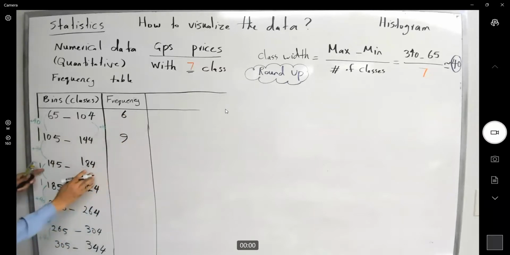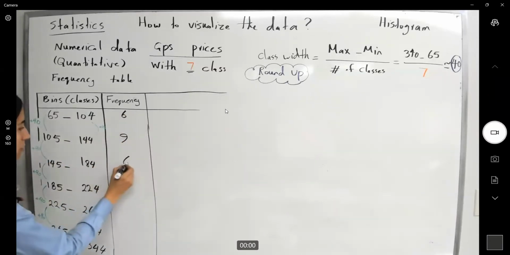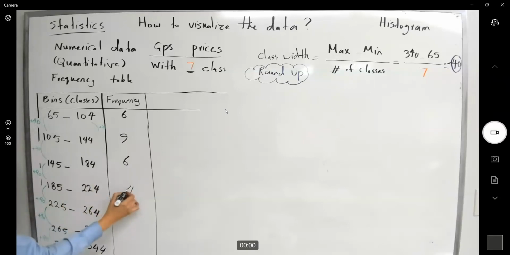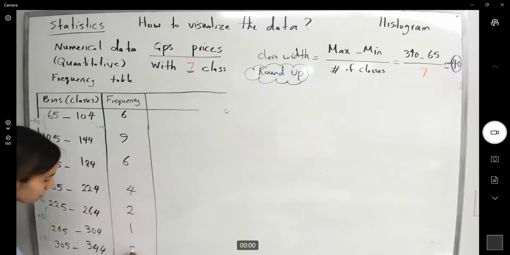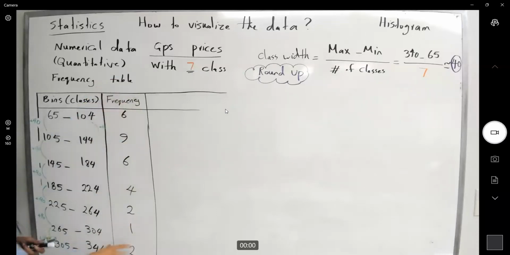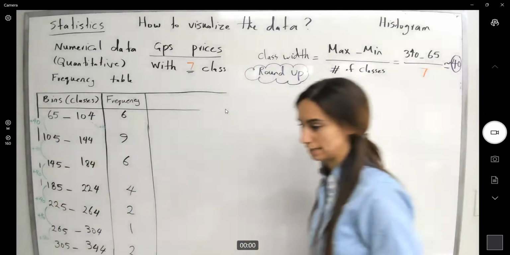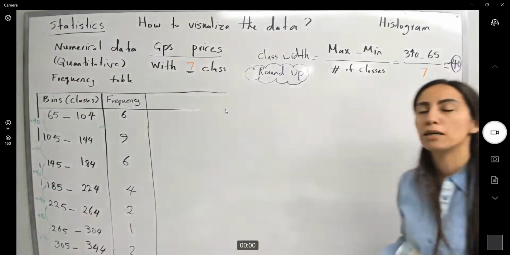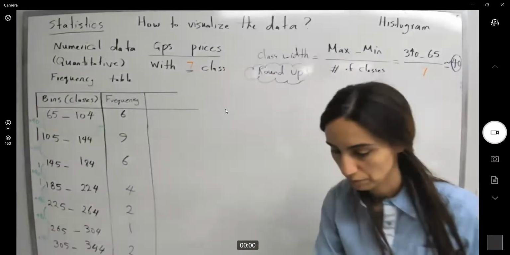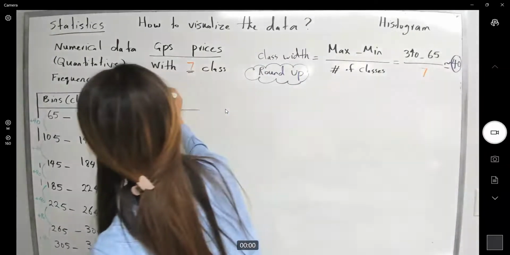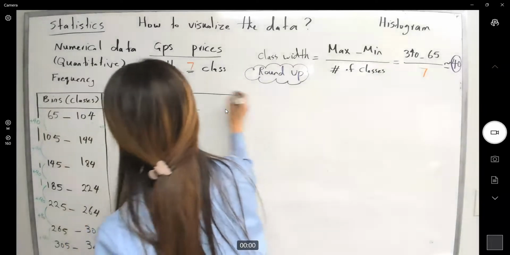The frequency of the third class is going to be 6. The frequency of this class is 4. Then the frequency of the next class is 2. And then you have 1 and 2. Very good. So we found the frequency or count for each class. Next, you're going to find a representative for each class, which is the midpoint. Midpoint or representative for each class.